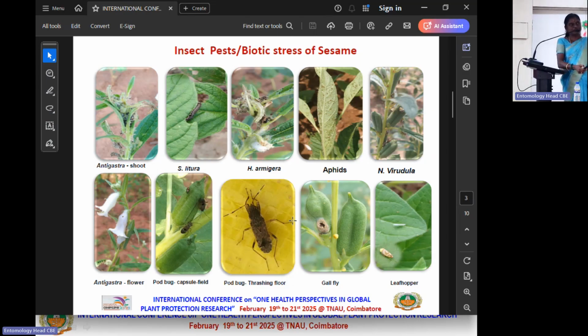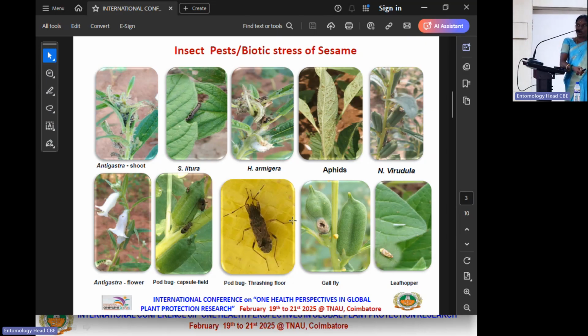With reference to the damage intensity, I have arranged the pictures. Here you can see the pod bug. First one is the Antigastra. This is causing damage in the 3 critical stages: vegetative, flowering, and capsule formation stage. Whereas the pod bug is the special one because it is causing damage under field and stored conditions. Then the last one, but not the least, is the leafhopper, with the dreaded phyllody disease transmitted by this leafhopper vector.